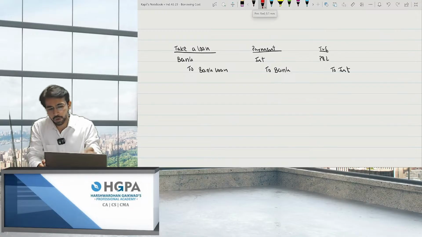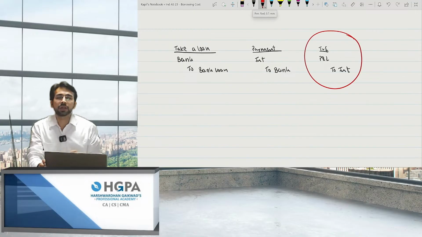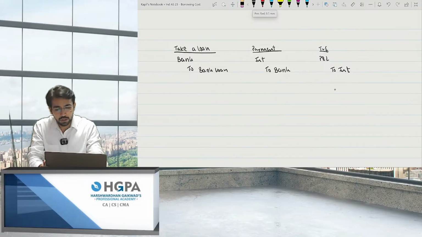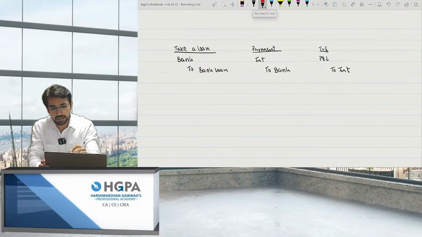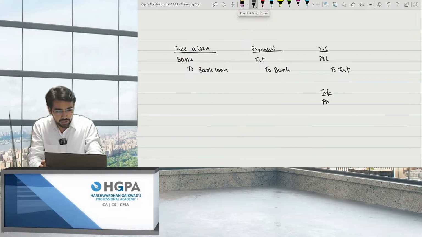So basically, borrowing cost is about this transfer entry. You will not transfer it all to P&L, but a certain amount, if it is a qualifying asset, will be transferred to the asset. That is, it will be capitalized. It should be charged to the asset and not to P&L. So the transfer entry becomes asset account debit, P&L account debit, to interest.